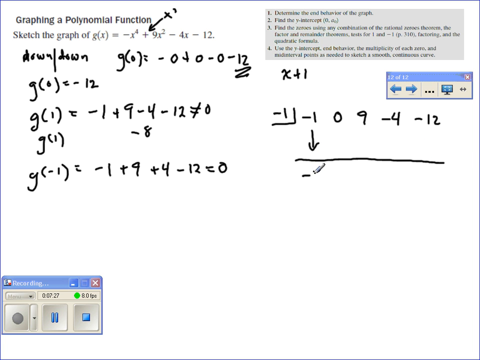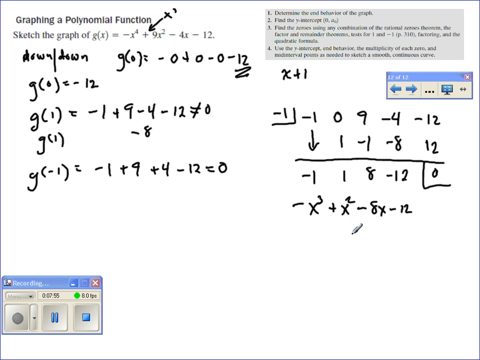You know to bring down that. Negative 1 times negative 1 is 1, so I write that here. I add that, negative 1, 8, that, 8. I get negative 12. Opposite of 12 is 12. 0. Excellent. It should have a remainder of 0 because this was a factor. Now this right here is negative x cubed plus x squared minus 8x minus 12. Does that factor by grouping? No, I don't think so.